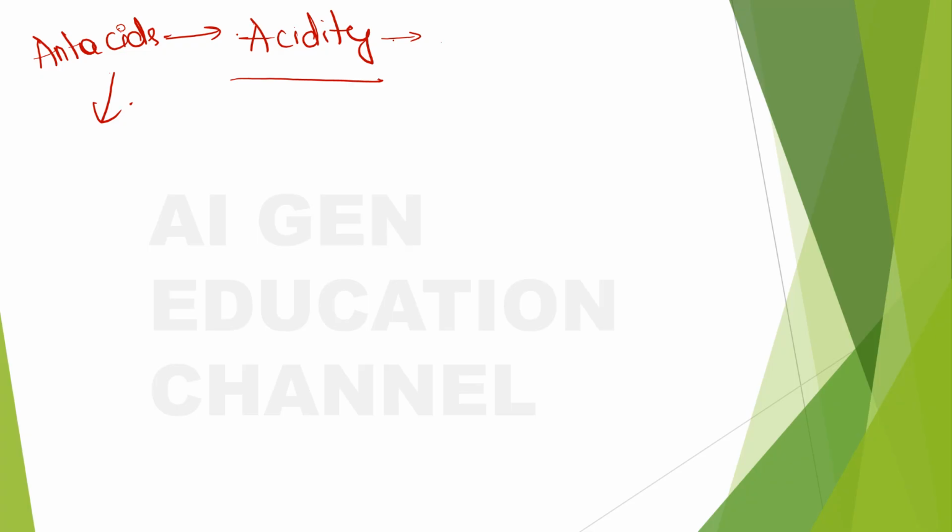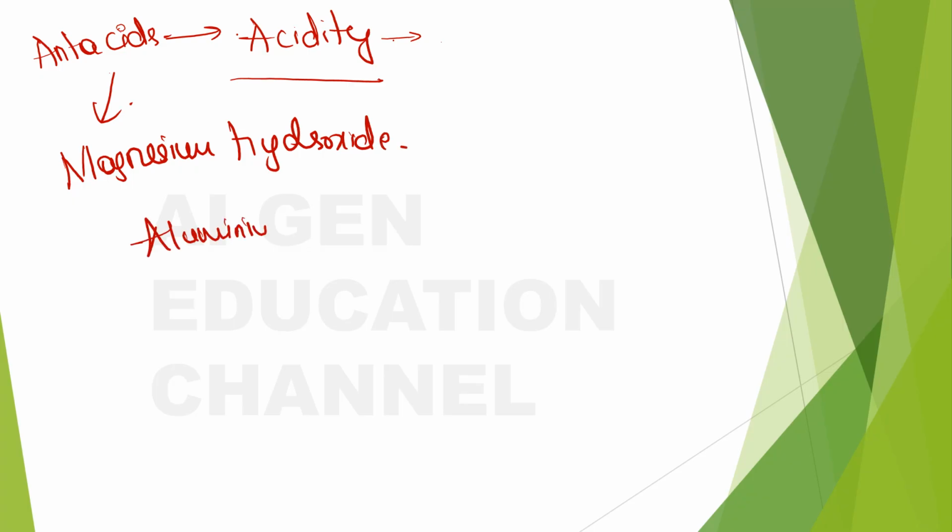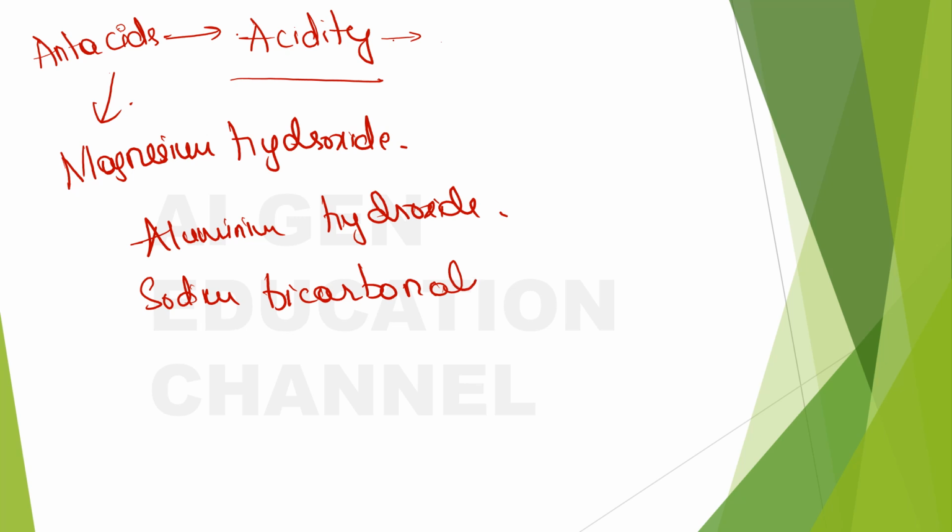Using magnesium. What is it? Magnesium hydroxide. Okay, magnesium hydroxide, aluminium hydroxide, and what else? Calcium, sodium carbonate, sodium bicarbonate. Okay, all these can actually help to treat this acidity. These are all used in antacids.